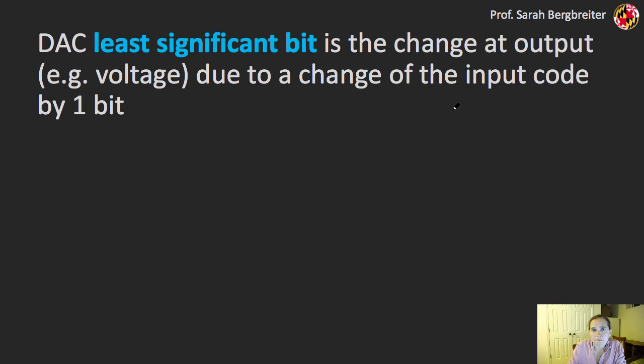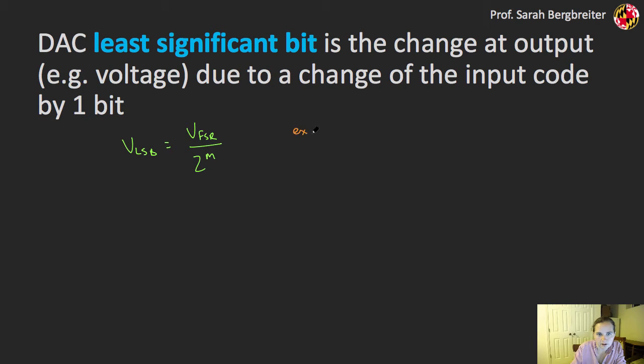So the least significant bit of a DAC is going to be the change of the output, say a voltage, that's due to a change of the input code by a single bit. So once again, fairly similar, but in reverse, to our definition of least significant bit for an ADC. So for voltage output, we can define a VLSB that's equal to our full scale range divided by 2 to the number of bits, 2 to the resolution. So effectively the smallest change that I'll have in my output voltage.